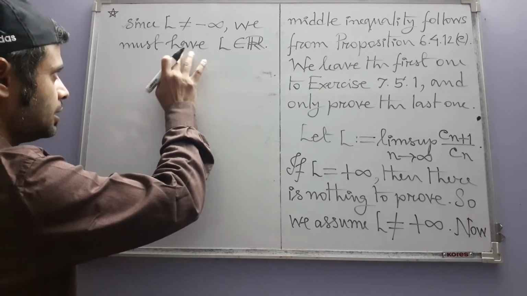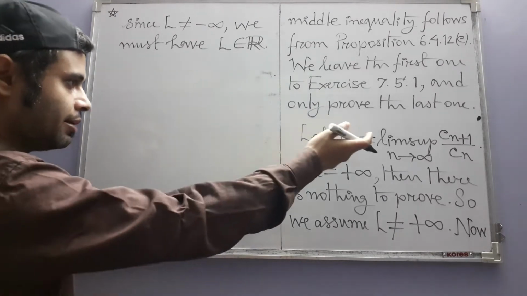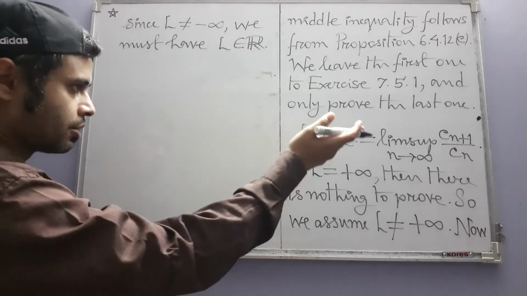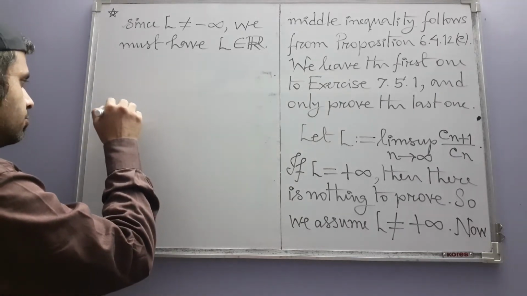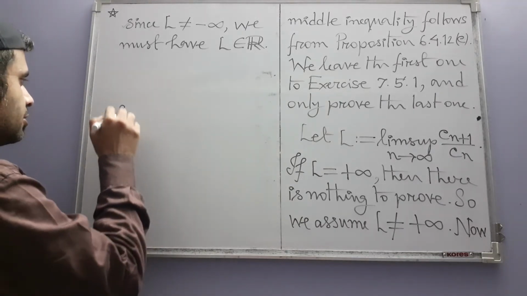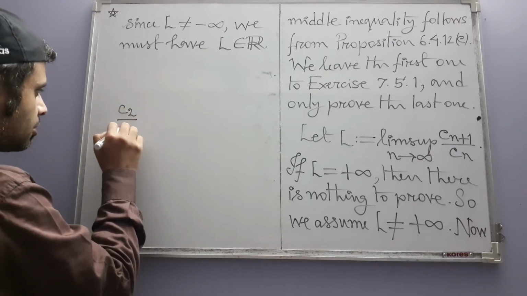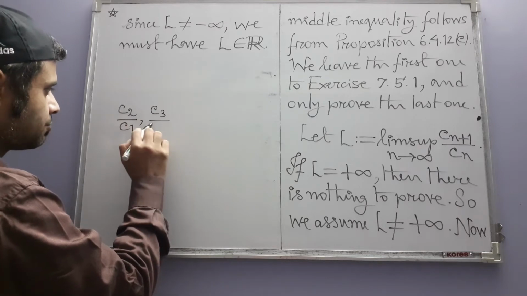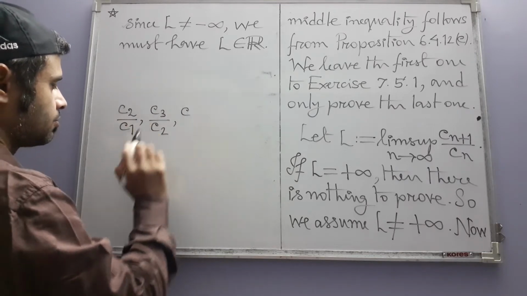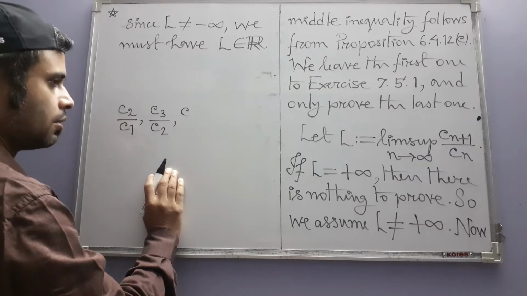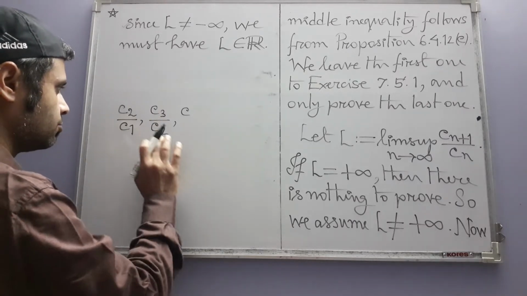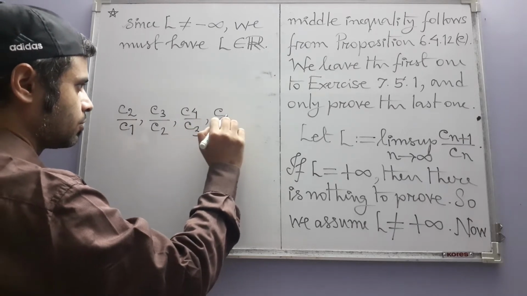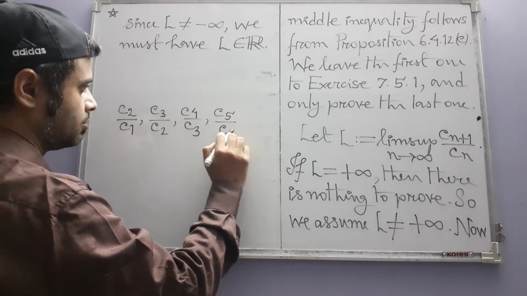And to see why, let's go to the definition of limit superior. So what is the limit superior of this sequence? You already know what the sequence is. So let me just write its terms. The first few terms: 1, 2, 2, 3, 3, 4, 4, 5, and so on.